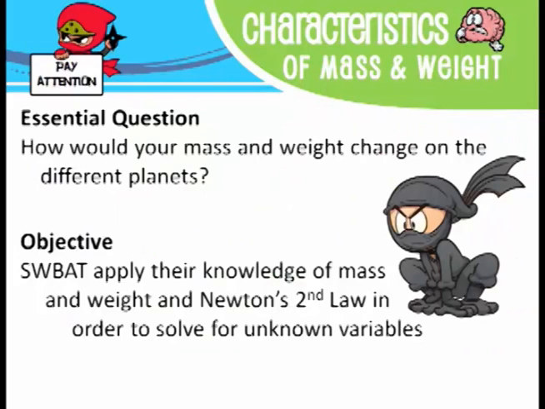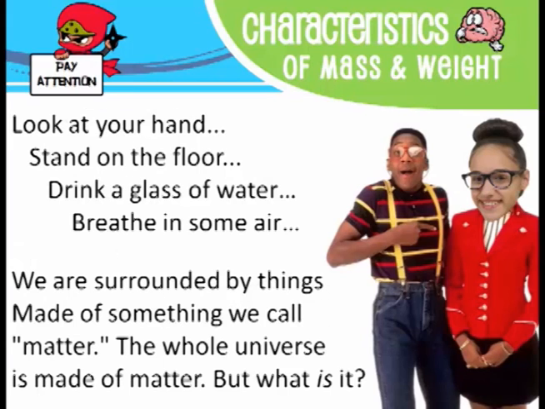Alright, so our goal for today is that you guys would be able to figure out how your mass and weight would change if you go to different planets, or honestly, if you just get further or closer away from the center of the Earth. The objective for today is that you'll be able to apply your knowledge of mass and weight to Newton's second law, which is F equals ma, in order to solve unknown variables, which is very similar to what you've been doing the last 2 days, except now we're going to have a specific A, and we have a specific F, which we're going to talk about a little bit later.